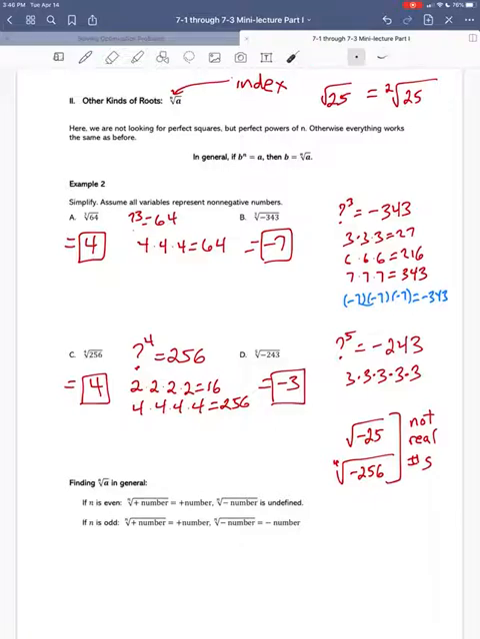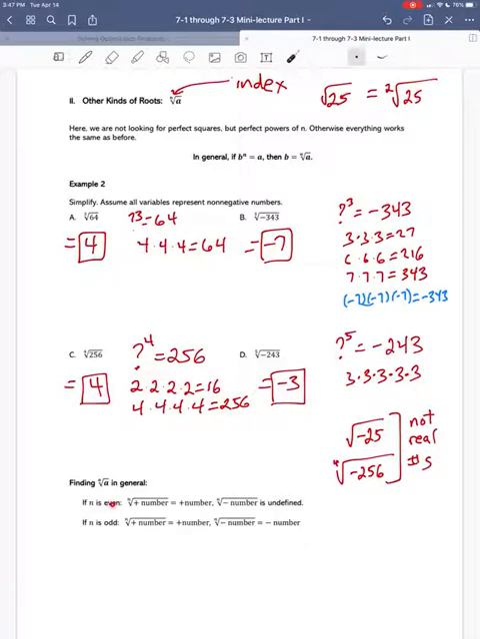But I can take an odd root of a negative number. So, an even root of a positive number is positive. An odd root of a positive number is positive. An even root of a negative number is not real. An odd root of a negative number ends up being negative. And so that's what I've got down here.